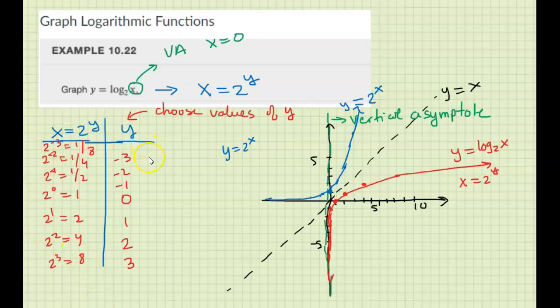Okay, so that's the method for graphing a log function. You change it to exponential form, you pick your values of y's, calculate your values of x's, and then you just graph the points.